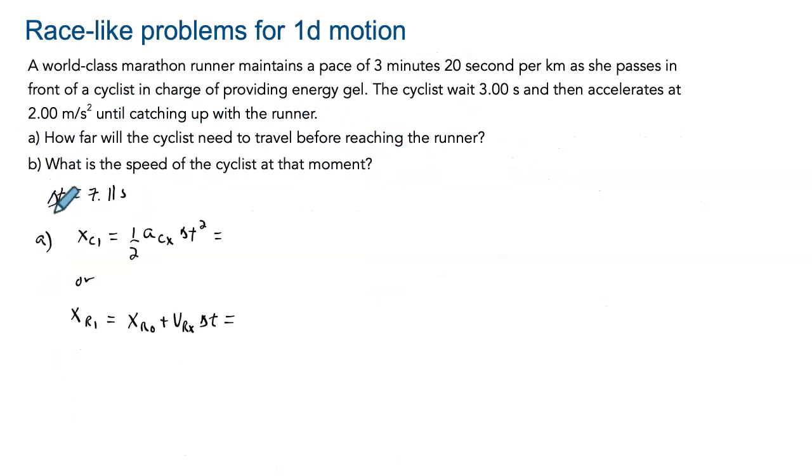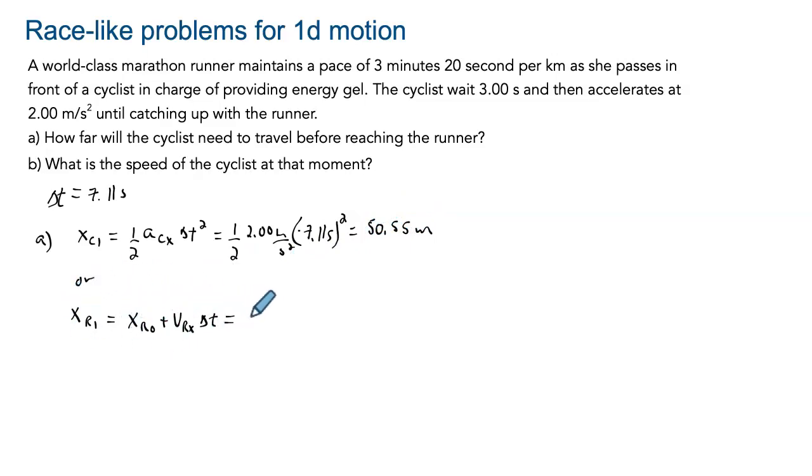So now that we have the time, we're ready to answer how far will the cyclist need to travel before reaching the runner. So we have our equation in here, so we'll just plug in the numbers. A is 2 meters per second squared, and then we have the 7.11 seconds that needs to be squared. And the answer that we'll get from this is 50.55 meters.